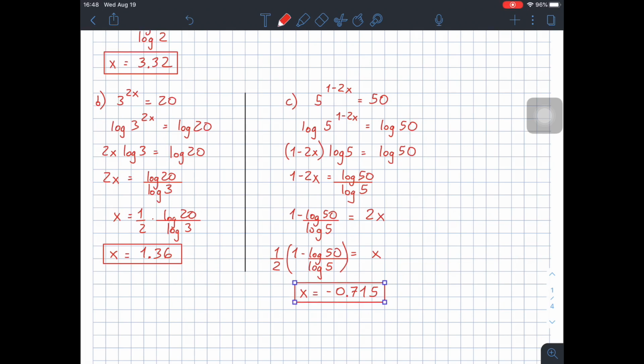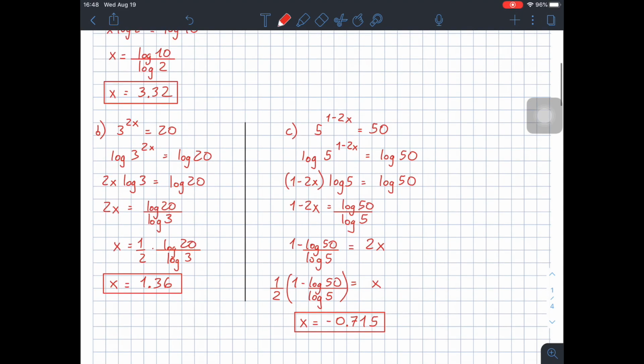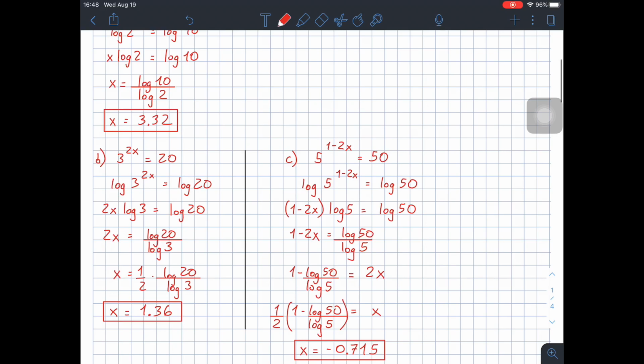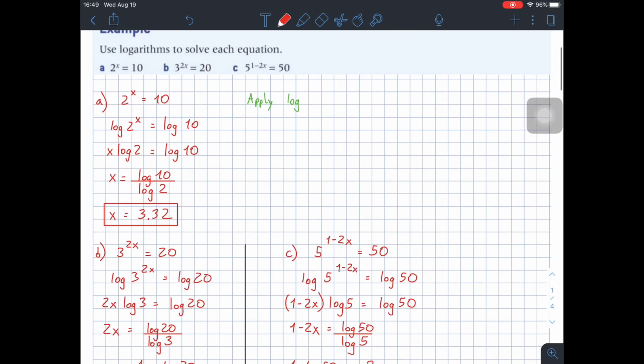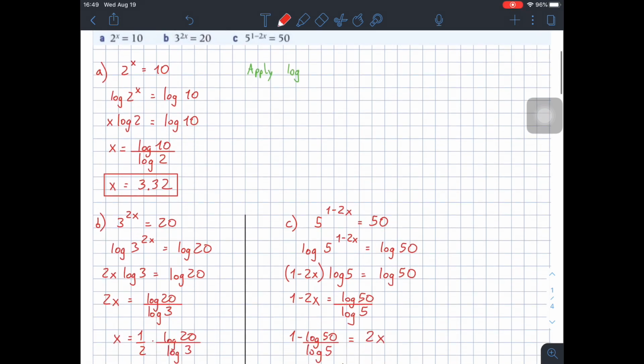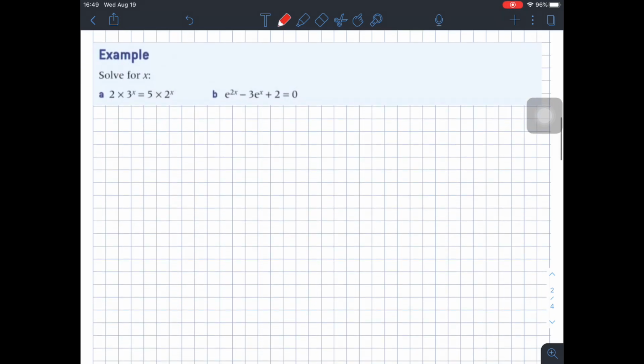So this is how we apply logarithms in order to solve equations. You see that it's quite easy, right? We just need to apply log to both sides and then start applying the laws of logarithms in order to solve for x. Okay, so let's move on to the second set of exercises.